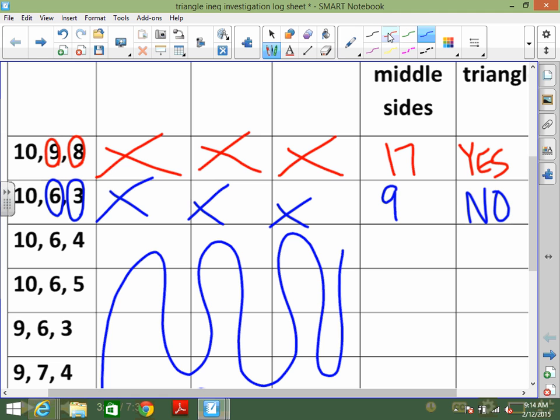Okay, next. We have 10, 6, and 4. Which two numbers do I circle? What are my two shortest sides? Okay, if I add those up, I get 10. Is 10 bigger than 10? No, so it cannot form a triangle. No, it can't be the same. It has to be bigger.